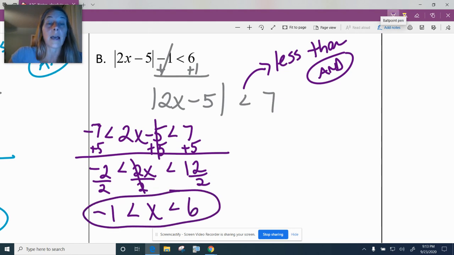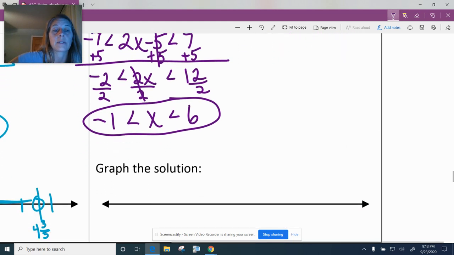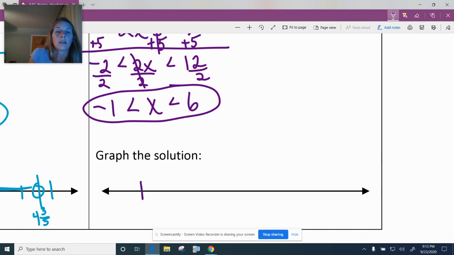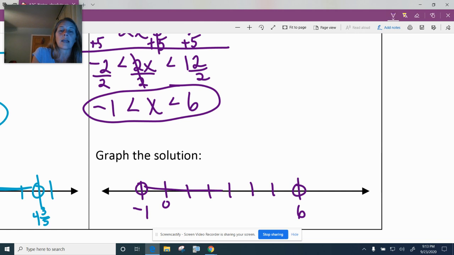The smaller numbers on the left, the bigger numbers on the right. The arrows are both pointing to the smaller number, opening to the bigger number. They're both less than signs, so we're in good shape. Now we're just going to plot this on the number line. -1, 0, 1, 2, 3, 4, 5, 6. Open circles at the -1 and the 6, and x is anything in the middle of those two numbers. Okay, so that is the end of our notes on solving and graphing absolute value inequalities and also solving absolute value equations.